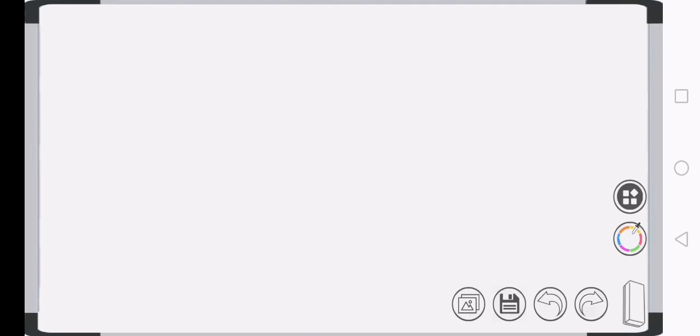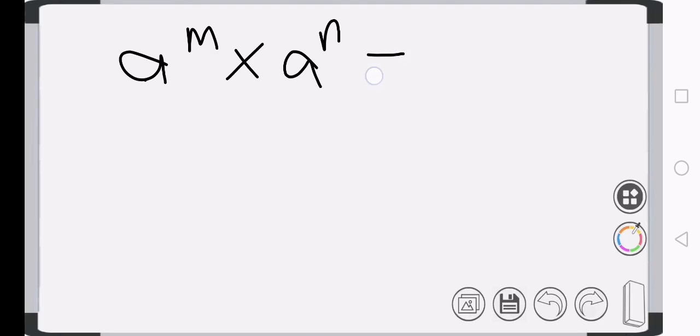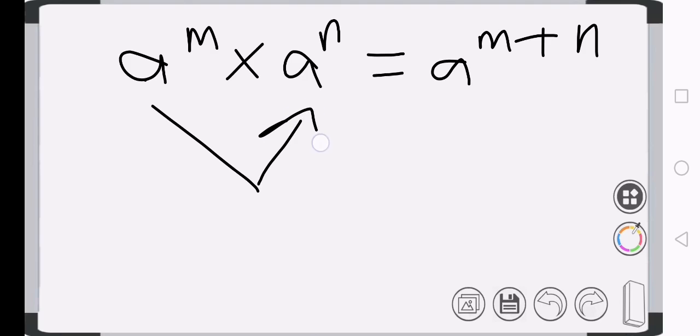So this is the second part of indices. Today, we're going to look at how we can apply the laws of indices, which we learned about in our previous video. So we talked of a to the power m times a to the power n is equal to a to the power m plus n. Note that these bases are the same. So a in this case is our base.